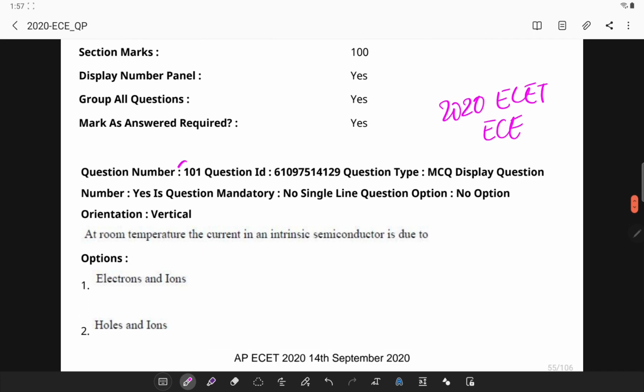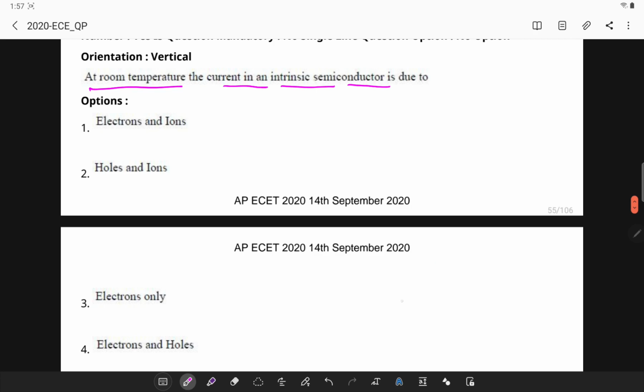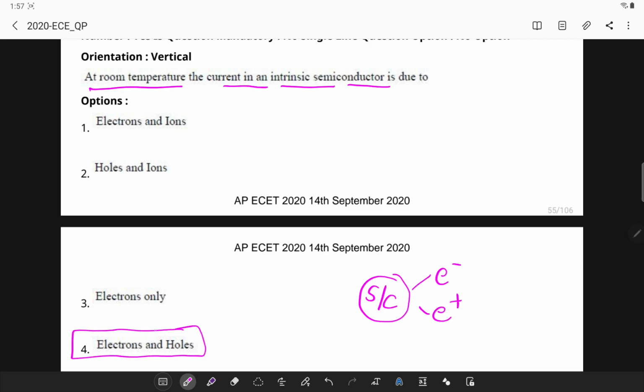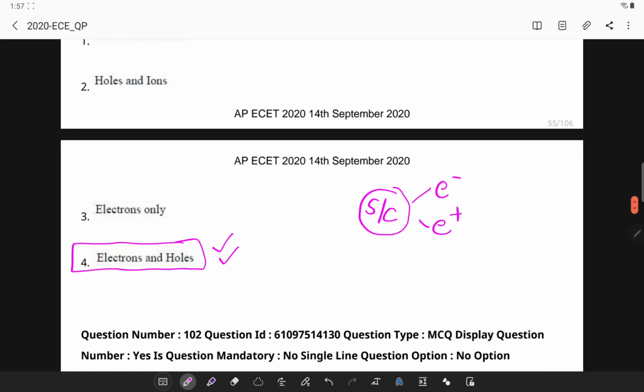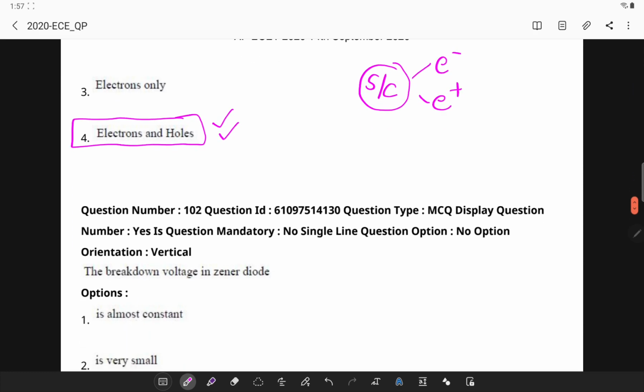So first question, at room temperature the current in an intrinsic semiconductor. A semiconductor is an element which has both electrons and holes. So the current in a semiconductor, intrinsic is a pure semiconductor, is always due to both electrons and holes. So I can simply write I is equal to I electron current plus I hole current.